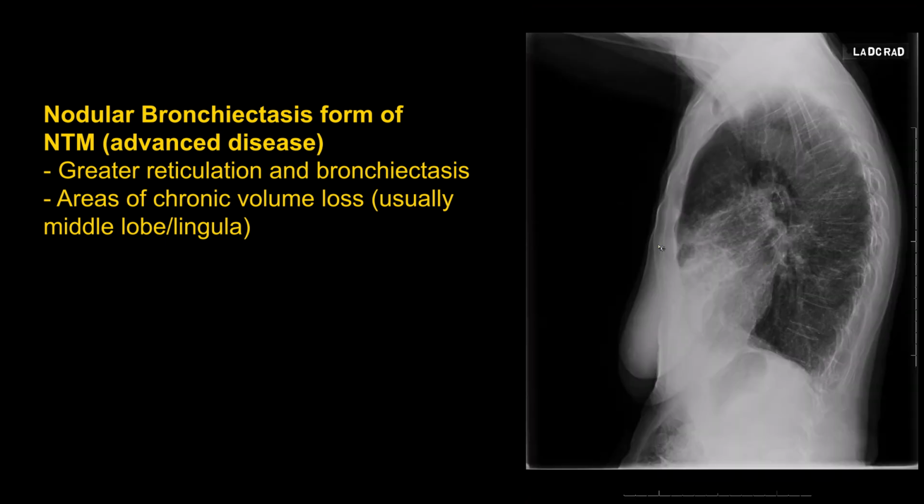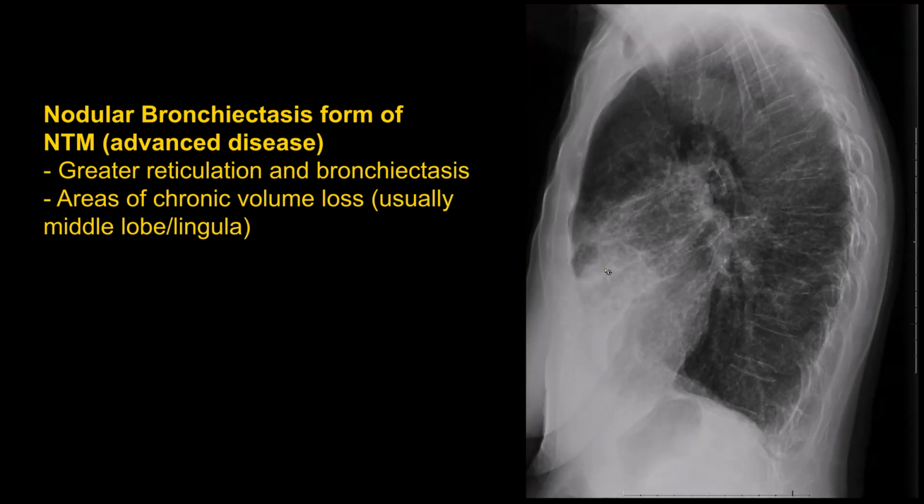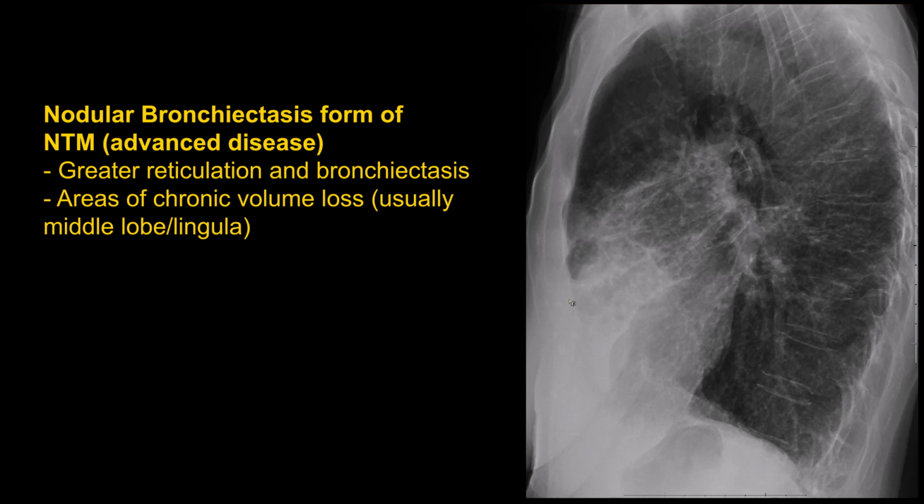On the lateral view, note how thin the patient is, which is typical of Nontuberculous Mycobacterium. And then we have this opacity here that is in the middle lobe or lingula with bronchiectasis. And then it's hard to see where the minor fissure is, but I think it is about right here. And the major fissure is right here, so we have significant volume loss in the right middle lobe.